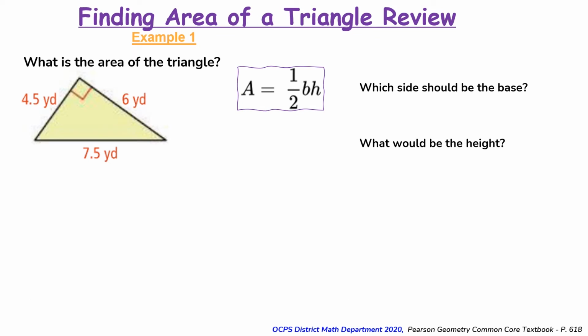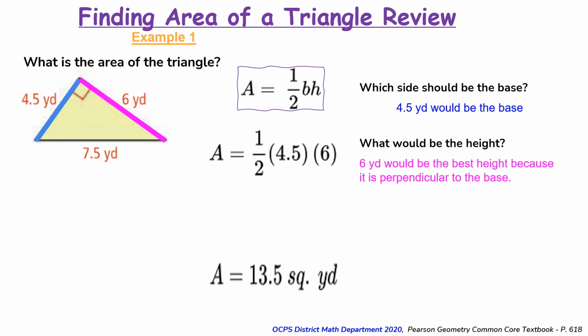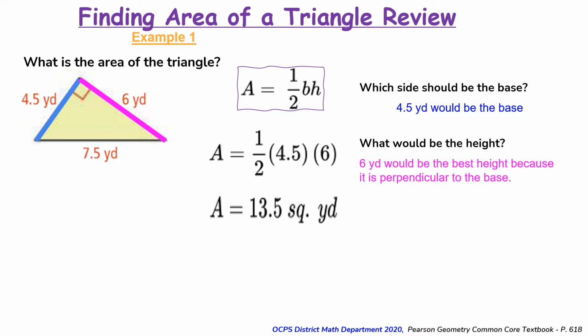So let's start out with this basic example here. We want to find the area of this triangle. So first we want to identify the base. The base is going to be the 4.5. So I highlighted that in blue. And the height would be the 6 yards because it is perpendicular to the base. And so then we just plug it in. 1/2 base, which is 4.5, times the height, which is 6. Multiplying that straight across, we get 13.5 square yards for the area of this triangle.